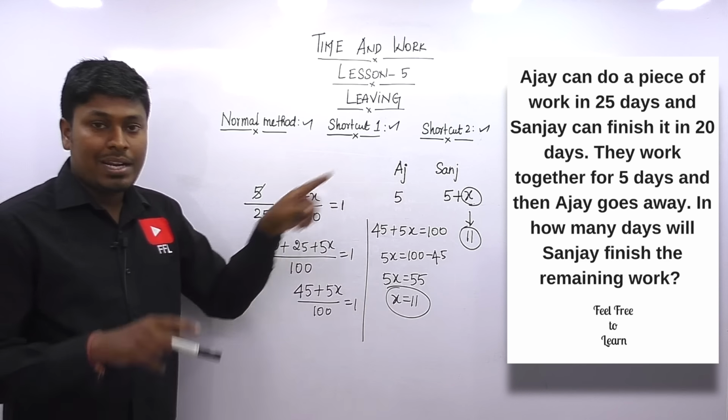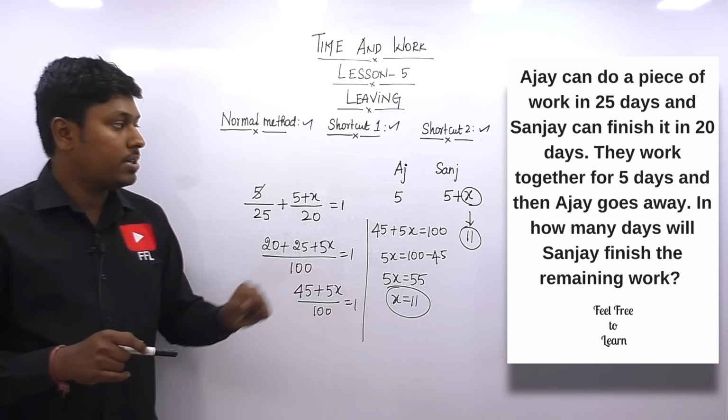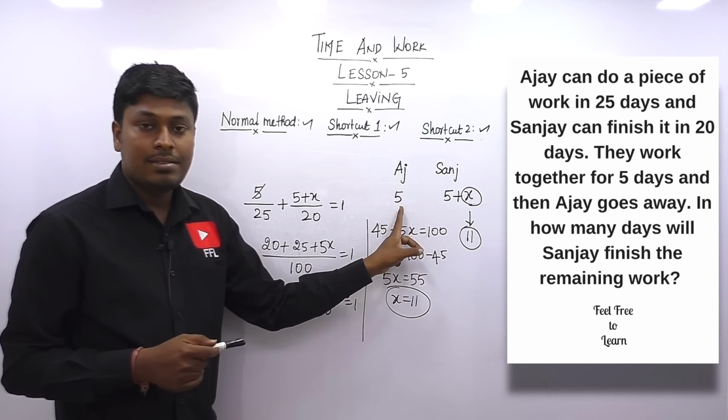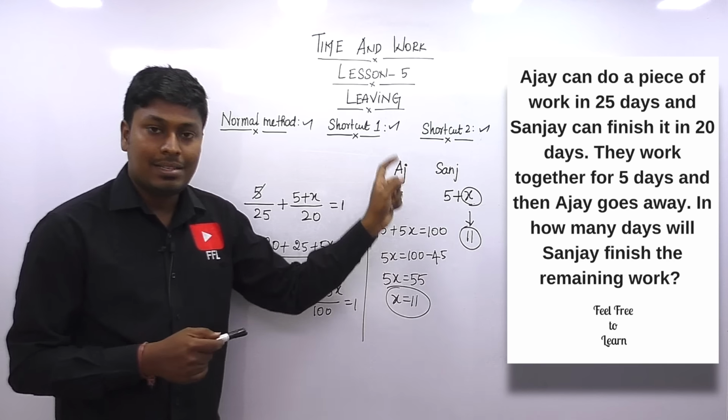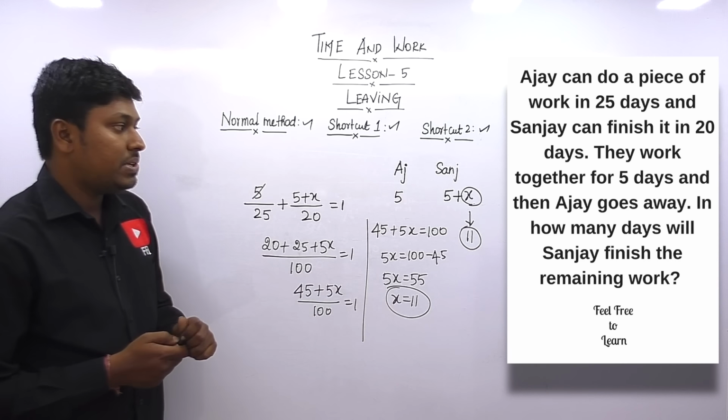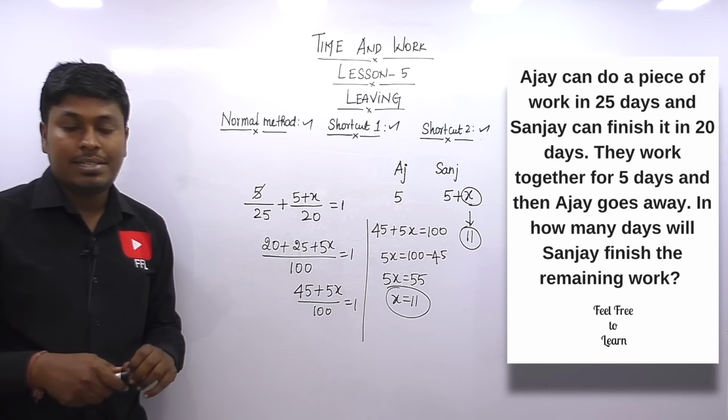In shortcut number 1, writing an equation is most important. In shortcut number 2, writing this is most important. So Ajay for 5 and Sanjay for 5 plus x. So finally we solved question number 3 by all the 3 methods.